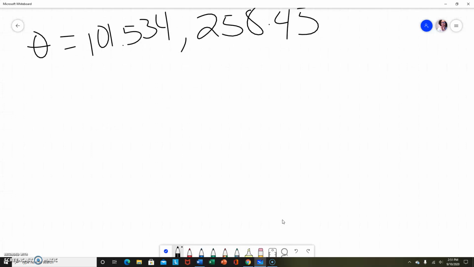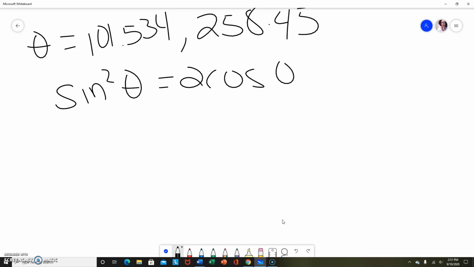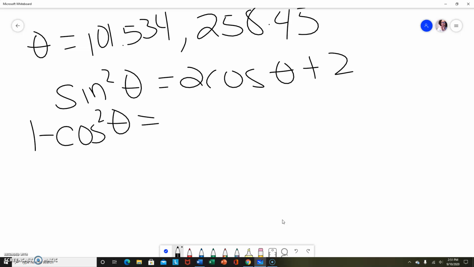We have sine squared theta is equal to 2 cosine theta plus 2. So this time I'm using my identity facts, and I know that sine squared theta, I should probably write everything in terms of cosine. So I'm going to rewrite sine squared theta as 1 minus cosine squared theta, because those two values are equal to each other. So now it looks a little bit more familiar to me, something that I can do.